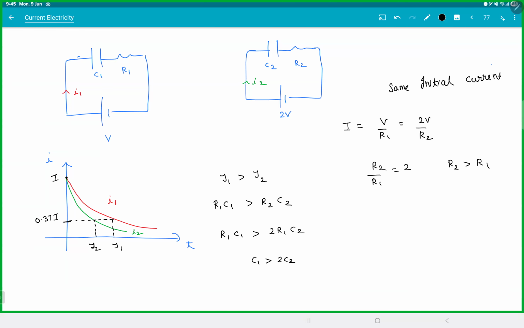Clear with that? C1 by C2 is greater than 2. So that means it is greater than 1 also. So C1 is greater than C2. Check your answers. Easy? There, you get it from the initial condition and then you get it from the time constant. Any doubts on this? Next one.